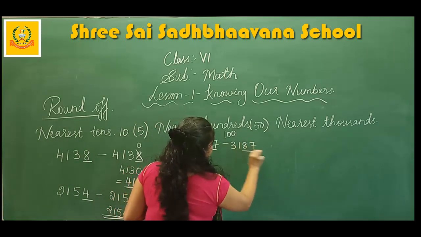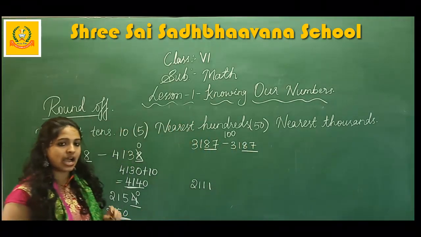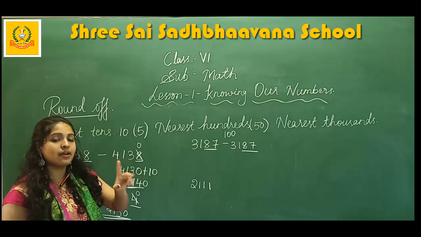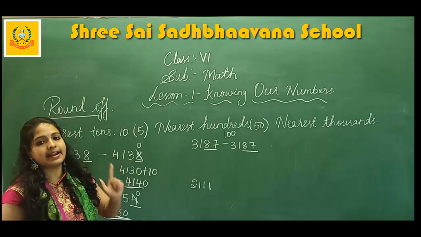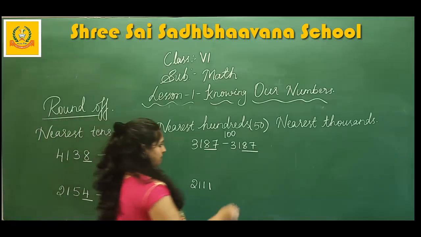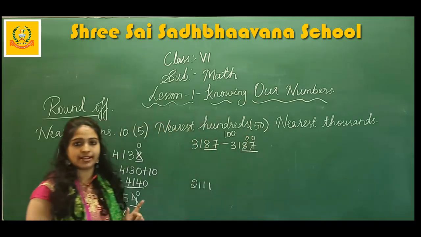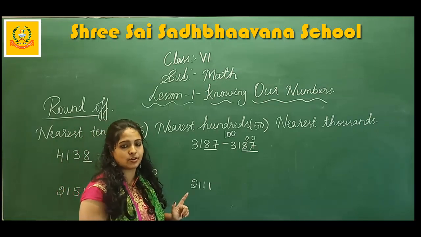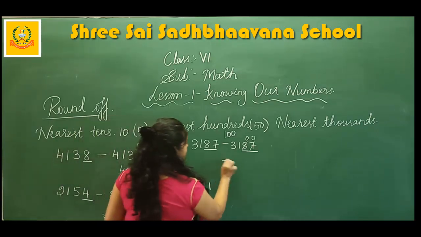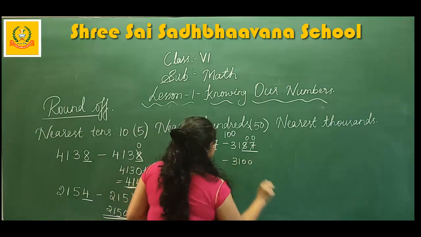I'll write the same thing. I have underlined last two digits. After that, what I have to do? Second step, I have to strike out the number and make it as 0, 0. Second step is over. Here, two digits also you have to make it as 0, 0. Third step, I'll write the remaining digits with the 0.